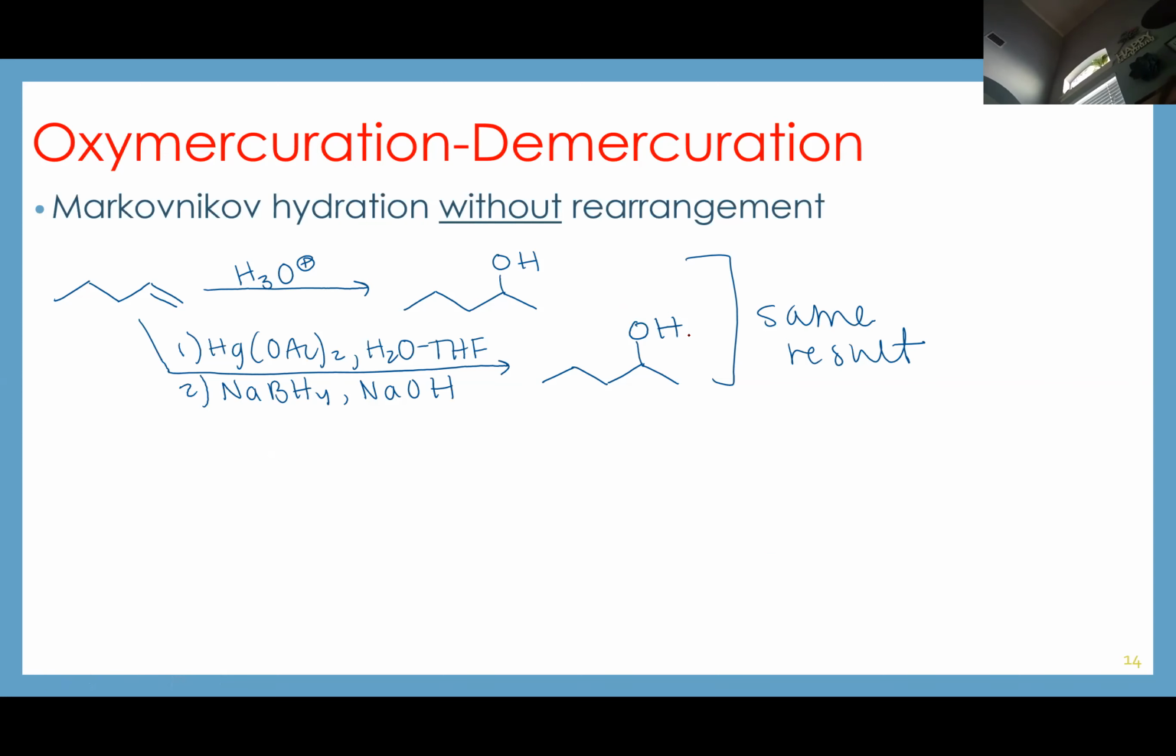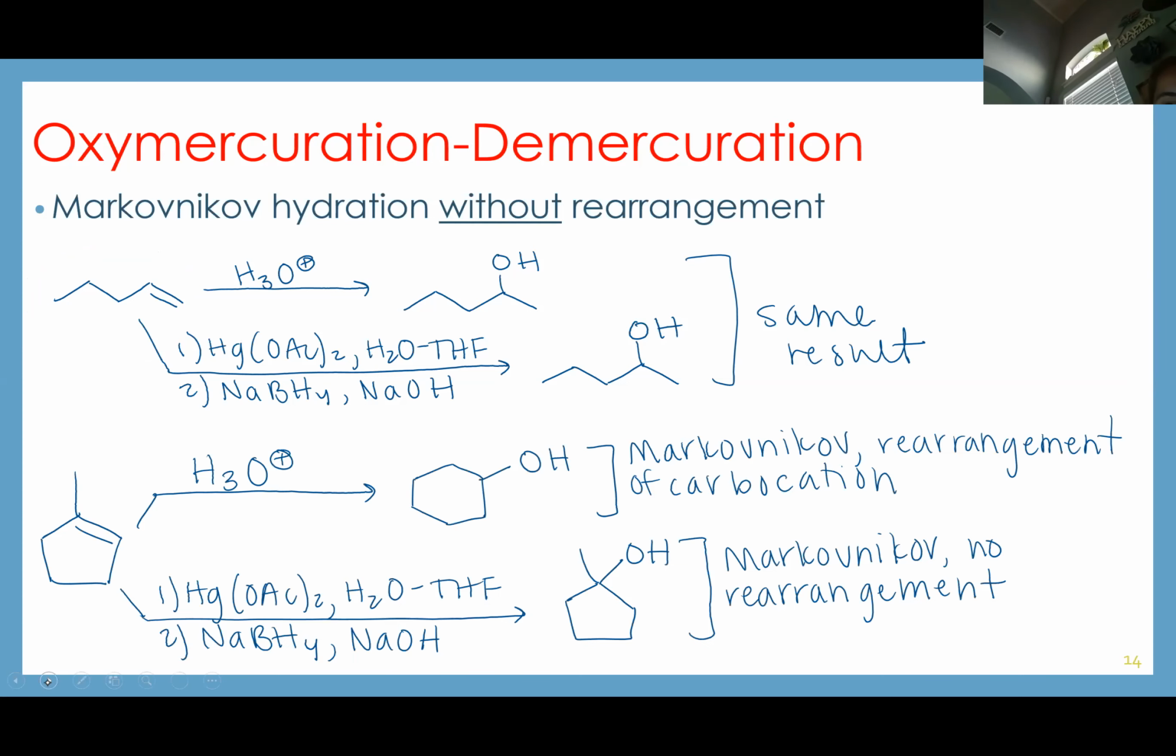So oxymercuration demercuration is a process that gives you a Markovnikov hydration without the possibility of carbocation rearrangement because it does not go through a carbocation. So if you take a simple alkene like this, where the alkene is on the first carbon, you end up with the same result. But if you use a structure where a rearrangement would be possible, what you end up getting is Markovnikov addition without any sort of rearrangement.